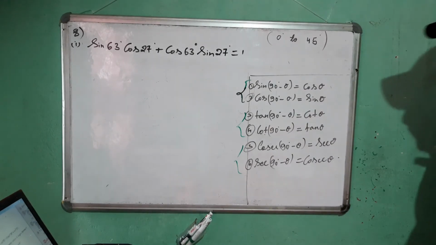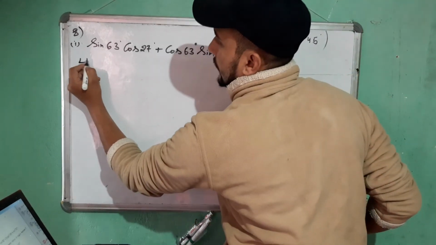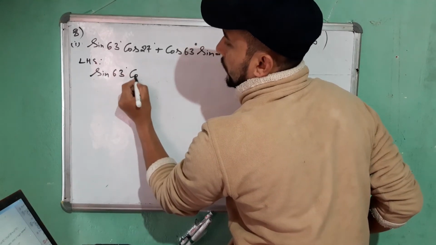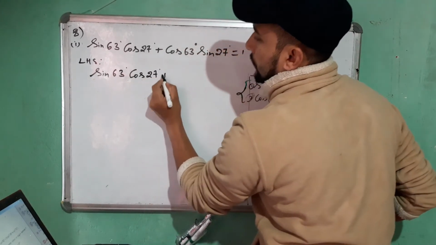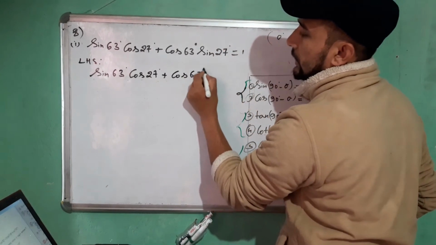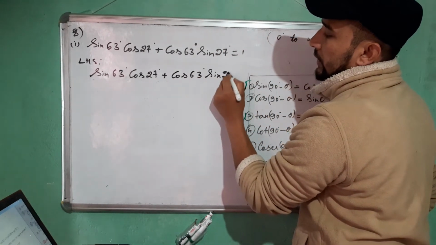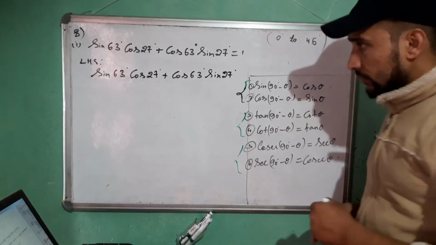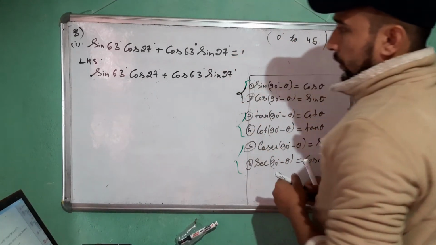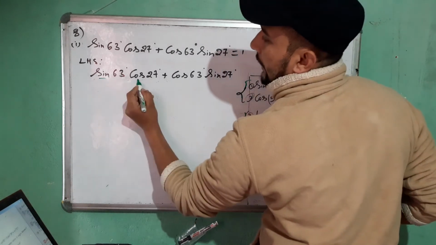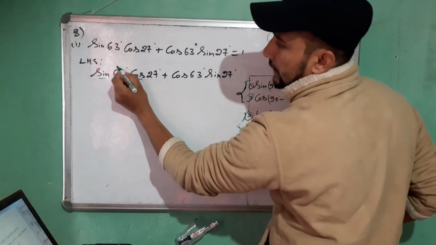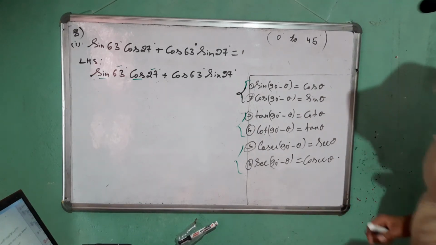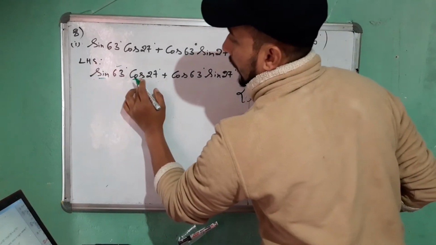Okay. So left hand side, LHS, sine 63 degree cos 27 degree plus cos 63 degree sine 27 degree. This is your left hand side. Sine and cos, they have complementary relation. 63 and 27, they have complementary relation. So I'll convert this.